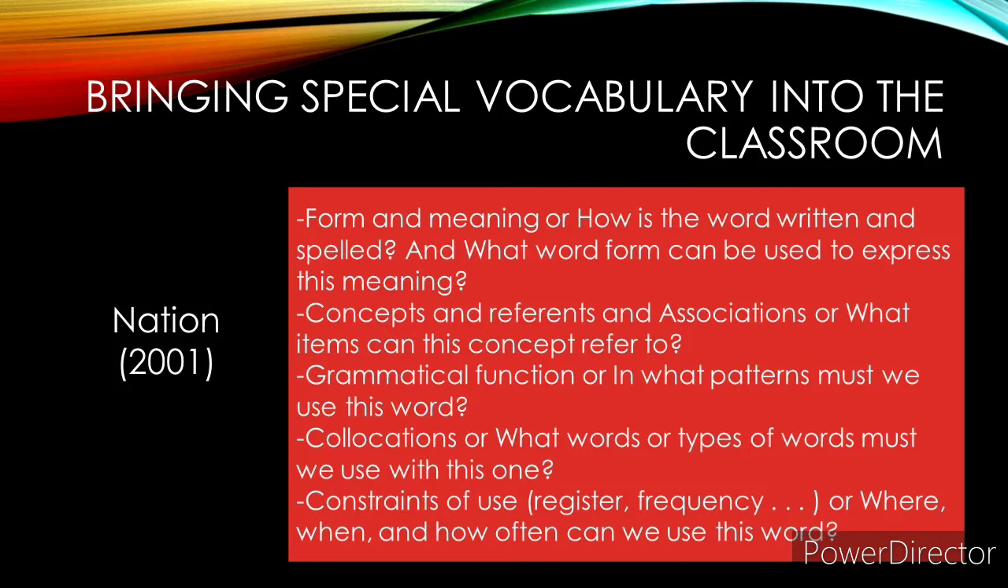Nation, on the other hand, outlined the kinds of knowledge learners need for understanding and using words. Form and meaning, or how is the word written and spelled, and what word form can be used to express this meaning. Concepts and reference and associations, or what items can these concepts refer to. Grammatical function, or what patterns must we use this word. Collocations, or what words or types of words must we use with this one. Constraints of use or register frequency, or when, where, and how often can we use the word.